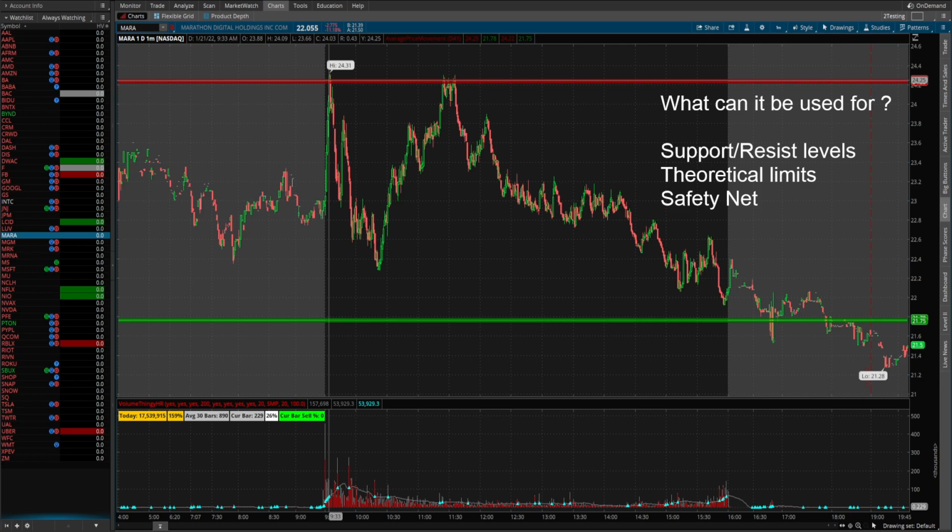And it also creates theoretical limits that you can use. So if you're not sure how high a stock has the possibility of going or how low it can go, this can give you a good option. And also creates a good safety net.